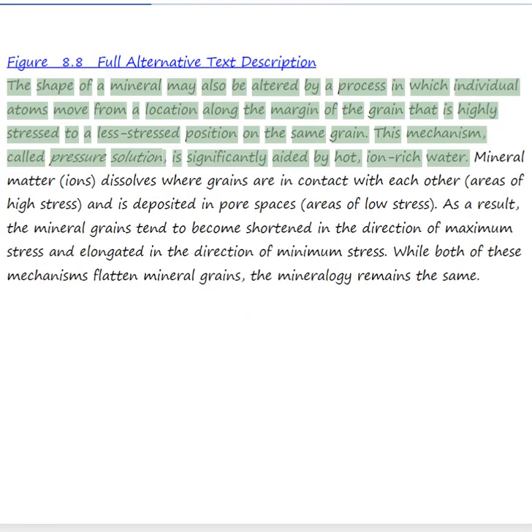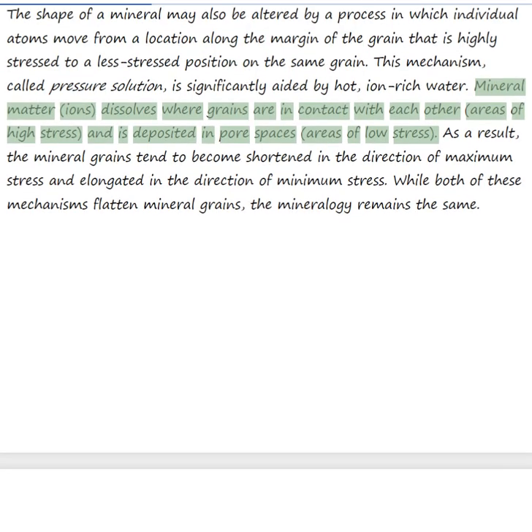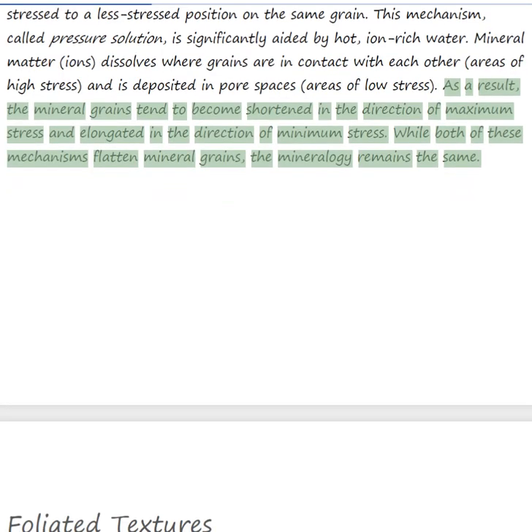The shape of a mineral may also be altered by a process in which individual atoms move from a location along the margin of the grain that is highly stressed to a less stressed position on the same grain. This mechanism, called pressure solution, is significantly aided by hot, ion-rich water. Mineral matter dissolves where grains are in contact with each other and is deposited in pore spaces. As a result, the mineral grains tend to become shortened in the direction of maximum stress and elongated in the direction of minimum stress. While both of these mechanisms flatten mineral grains, the mineralogy remains the same.